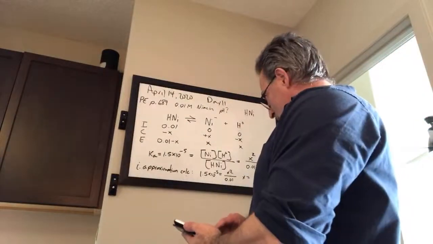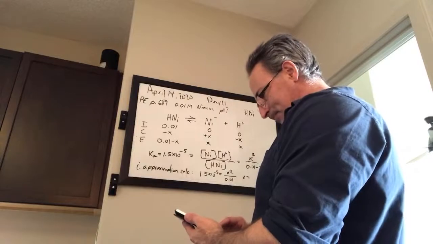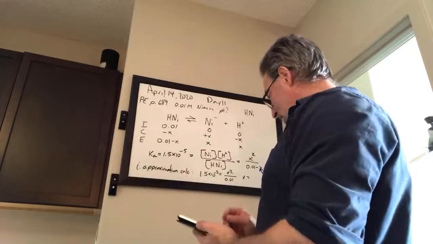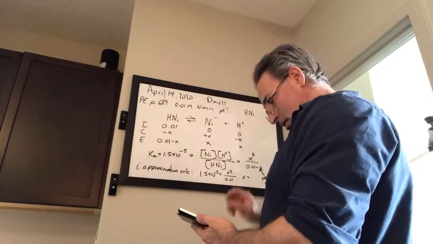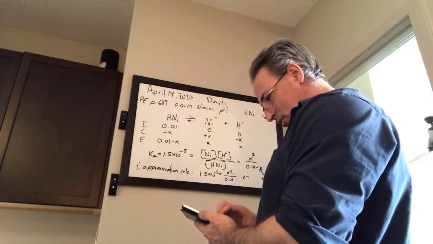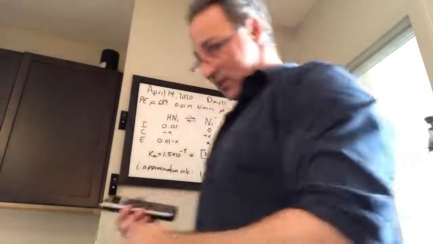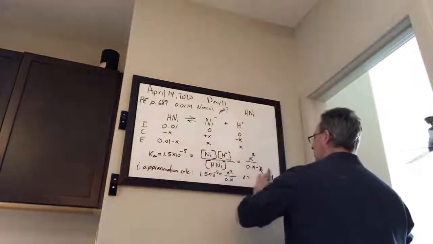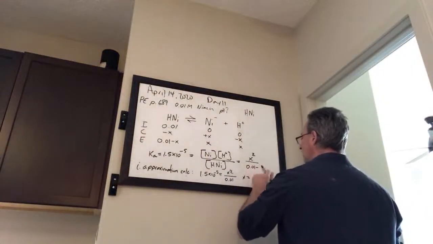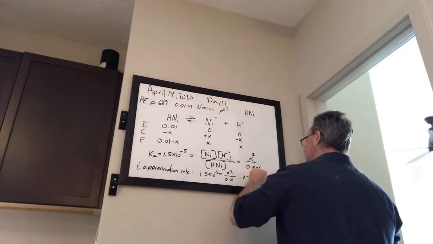1.5 exponent negative 5 times 0.01 gives negative 7, right? And that equals X squared. So if I take the square root of that, I'll get what? Okay, so what we get is this: X equals 3.8729 times 10 to the negative 4.